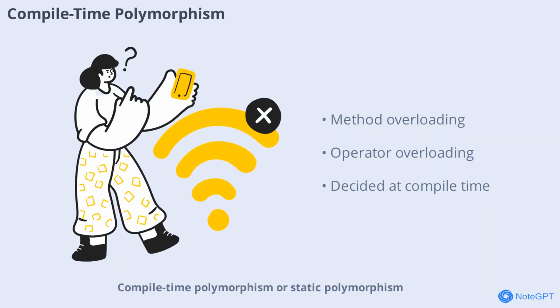Compile-time polymorphism, or static polymorphism, is achieved through method overloading or operator overloading. This means that the method to be executed is determined at compile time, based on the method signature or the operator used. For example, you might have multiple methods with the same name but different parameters. The compiler decides which one to call based on the arguments you provide.